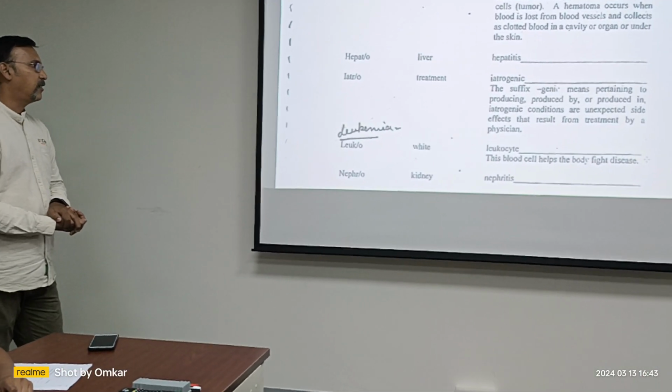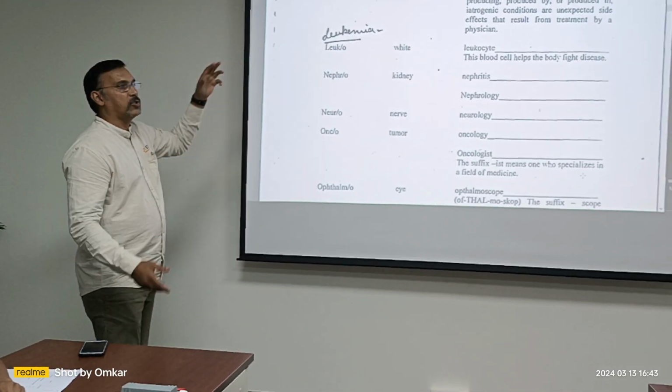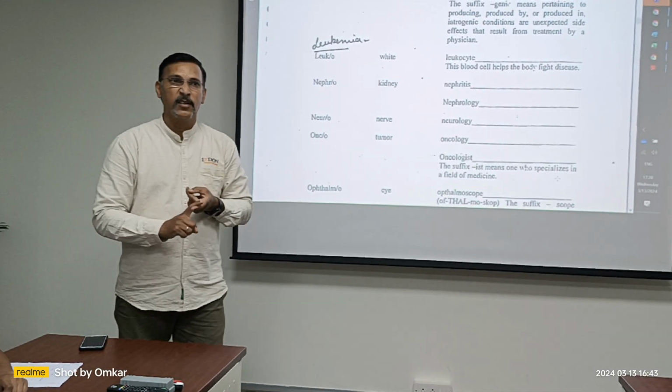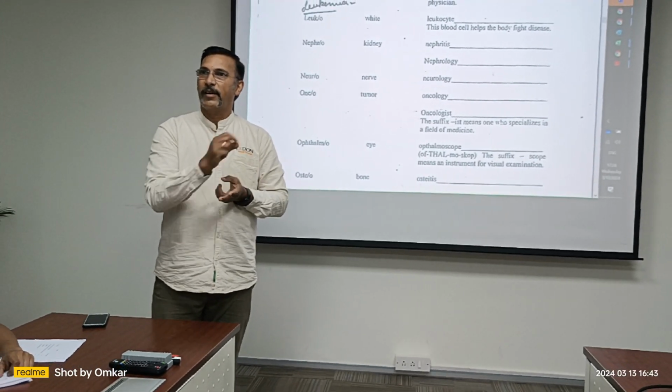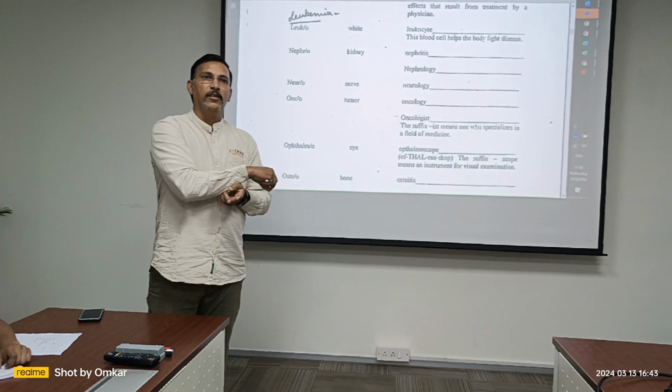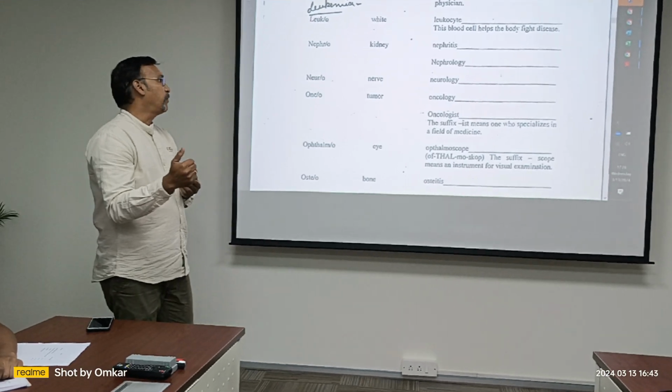Next, leukocyte. I told you that time. Leukocyte is white blood cells. Whenever a leukocyte comes, you should write the other two cells. Which is it? Erythrocyte, thrombocyte. Right there only. Erythrocyte, thrombocyte. So whenever you see one cell, write the other two cells. This is going to help you to remember.